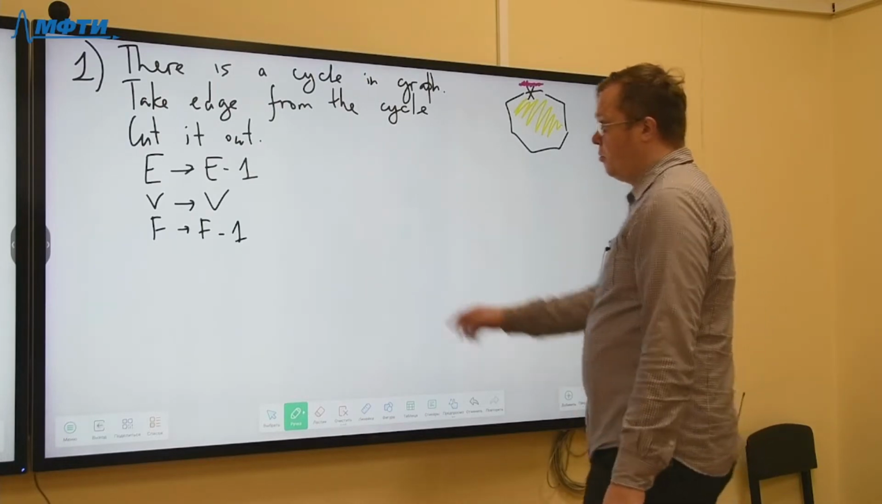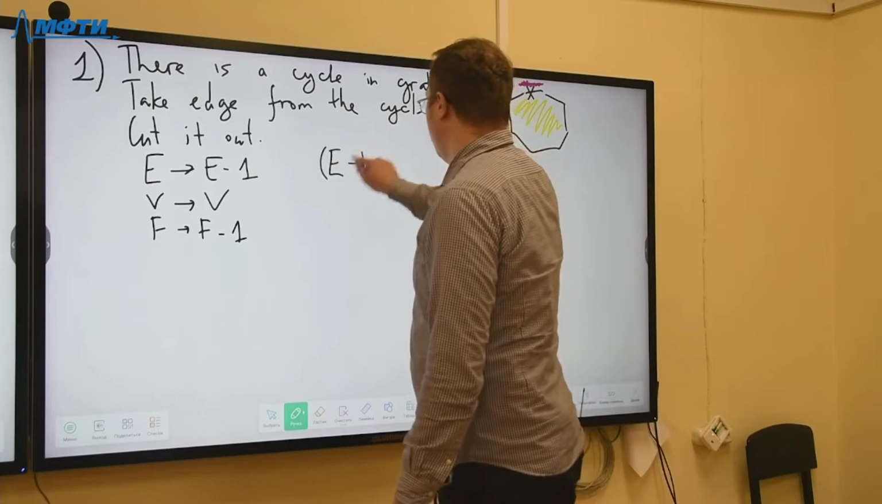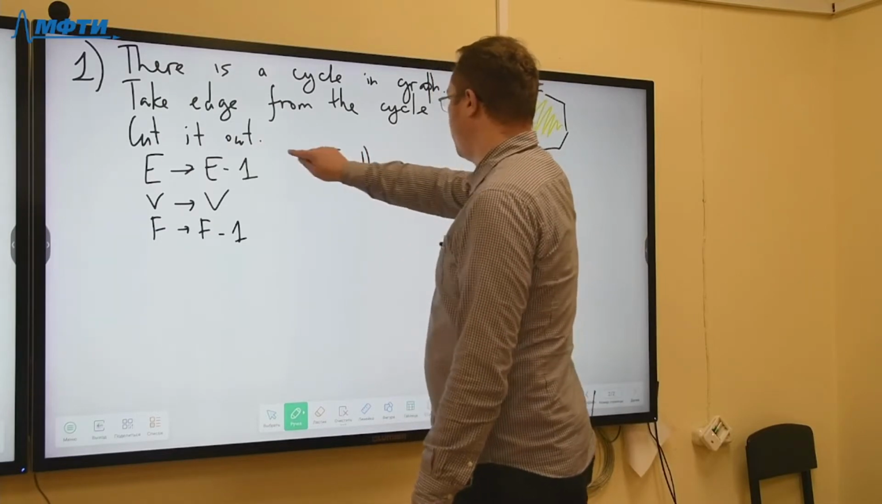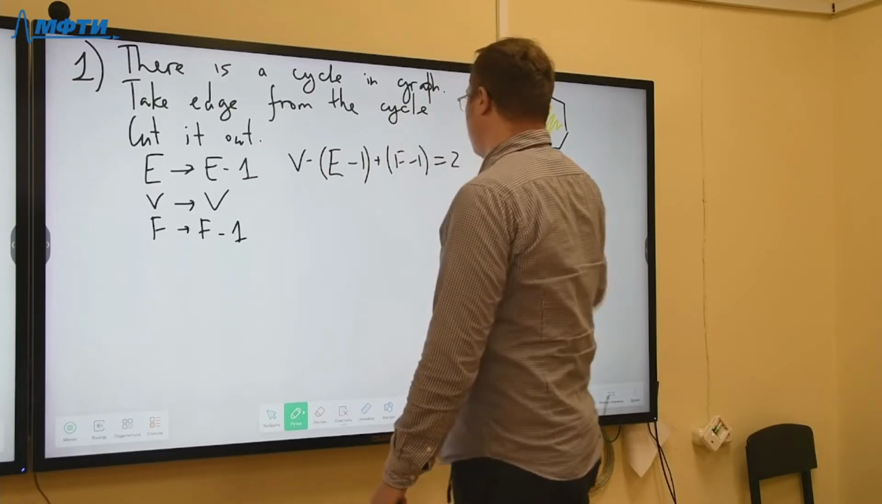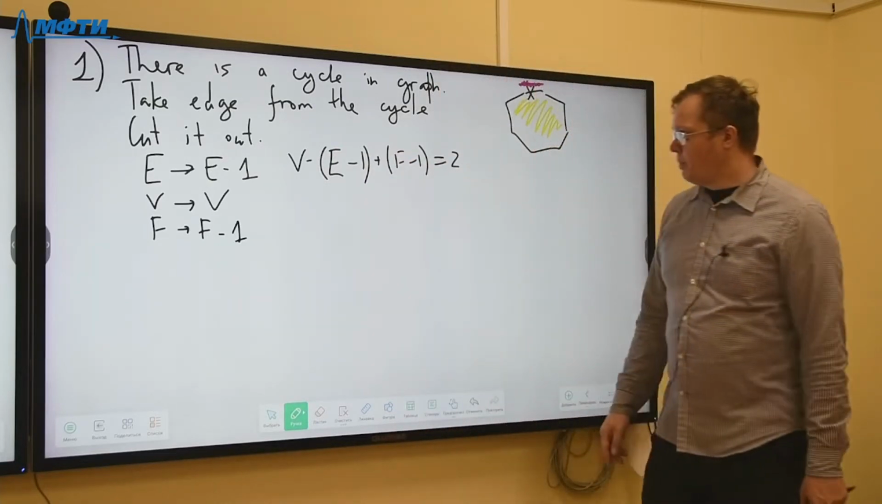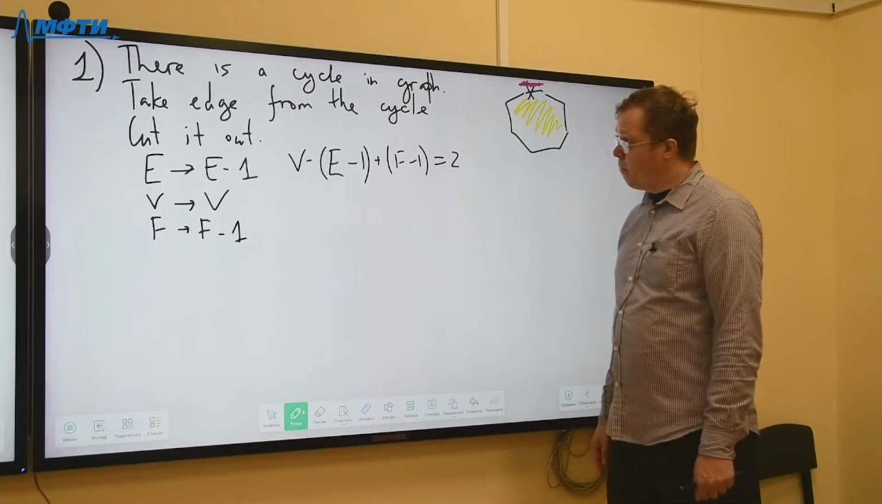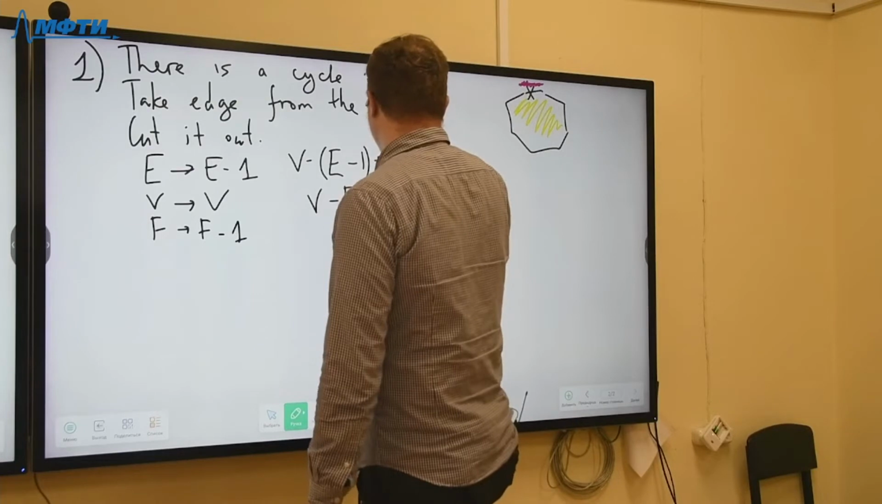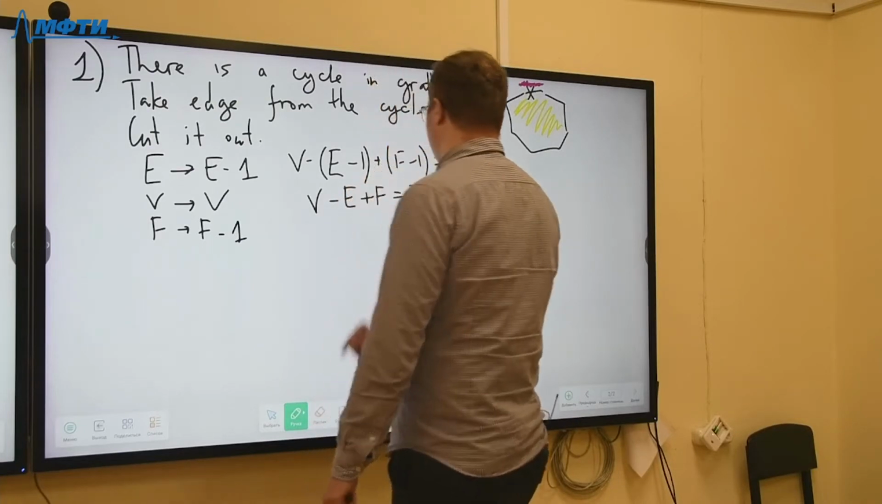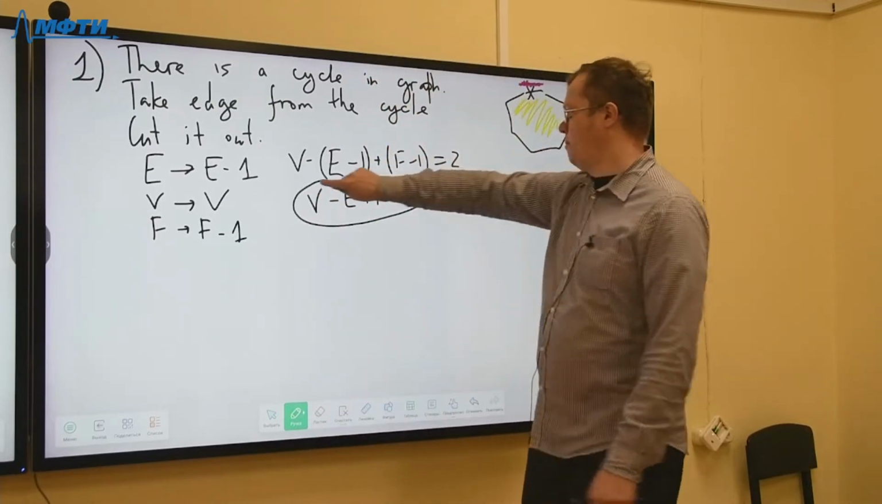And so if our proposition is true, then we have the identity that V minus (E minus 1) plus (F minus 1) is 2. And so if we open the brackets, then we'll have our statement.